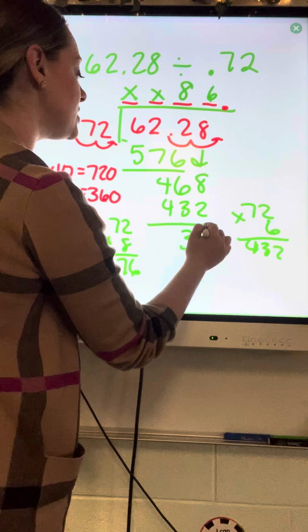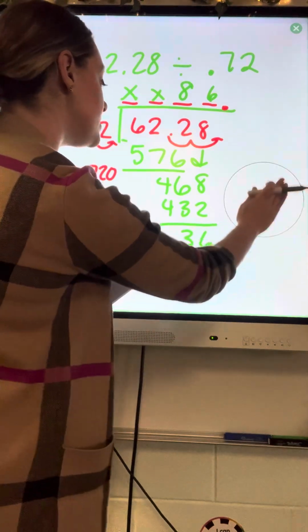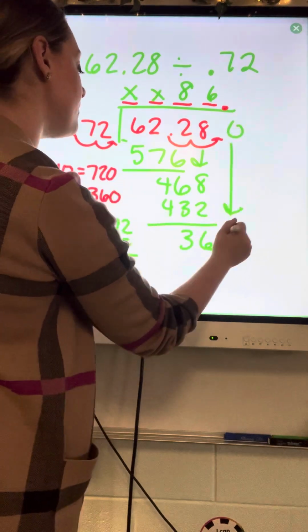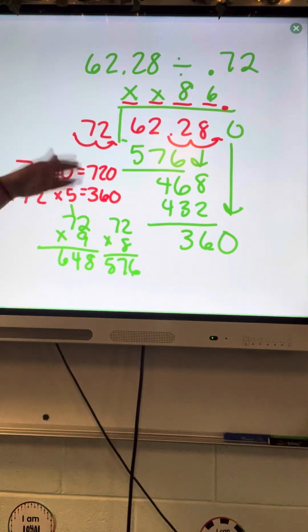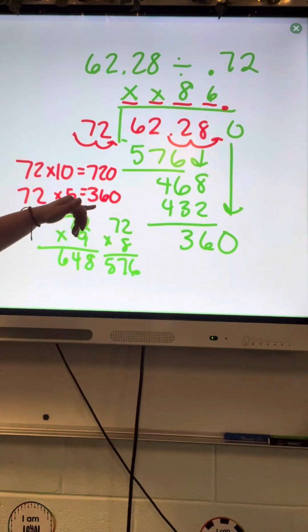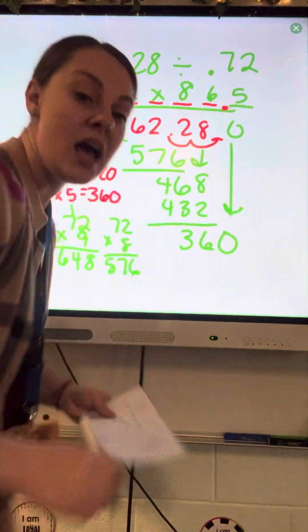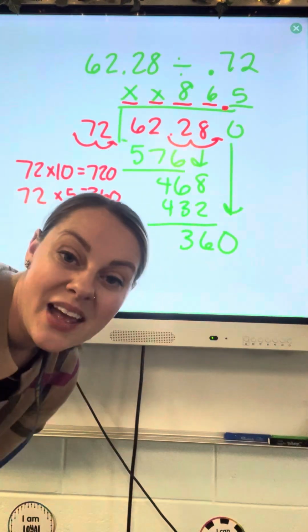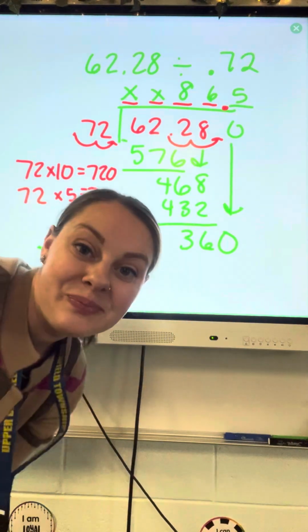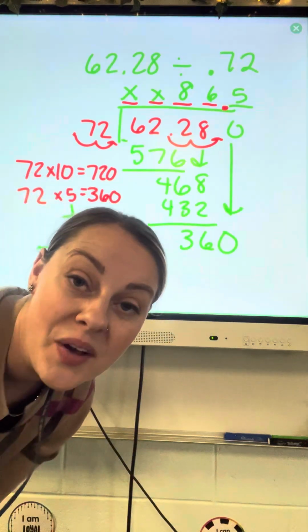Now, nobody said this was going to be easy. It's just the times 10 and the times 5 makes it easier. And then here we go. Another situation where we already have the answer with our times 5. 72 times 5 is 360. I really hope this helped you guys out. If not, but times 10 and times 5 will help with frustration.